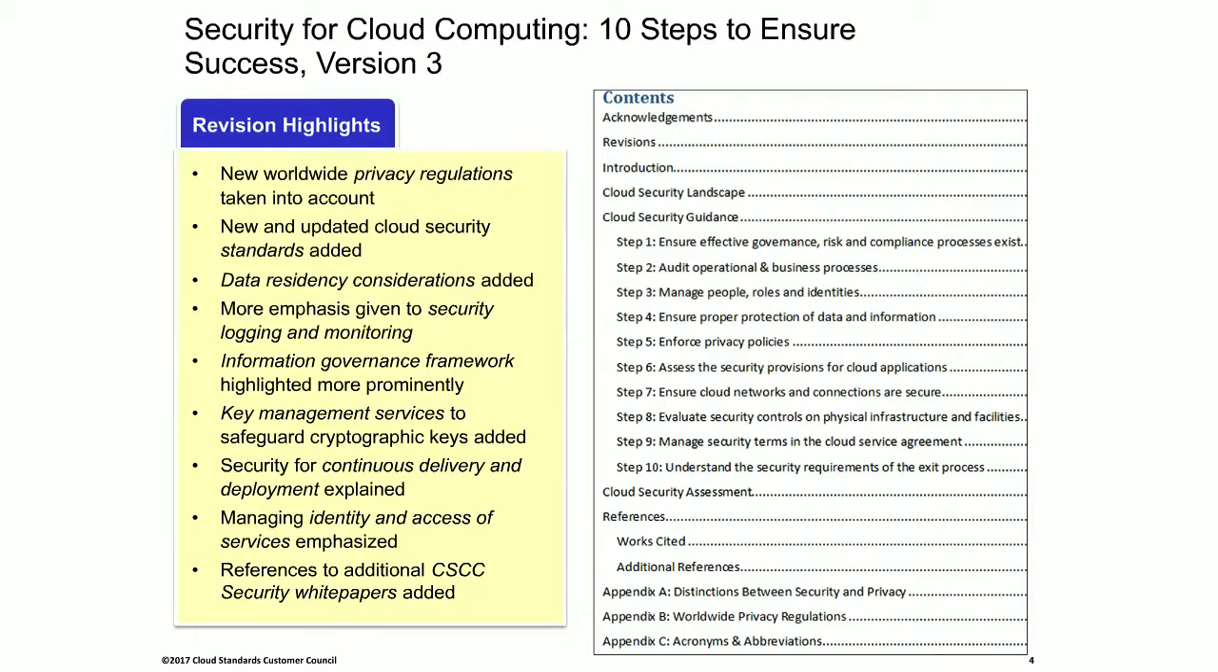There's also the question of the management of identity and controlling access to cloud services and things within those services. And finally, we have some additional information available on cloud security in other CSCC white papers, and we've added that material. So quite a few changes, but the overall structure that we have for the paper is very generally the same as it was before. We have the same 10-step organization with an appreciation of the overall security landscape, and we discuss the assessment of cloud security.